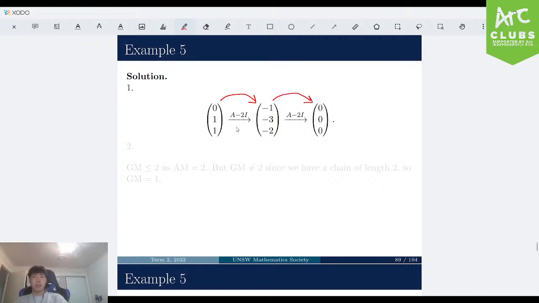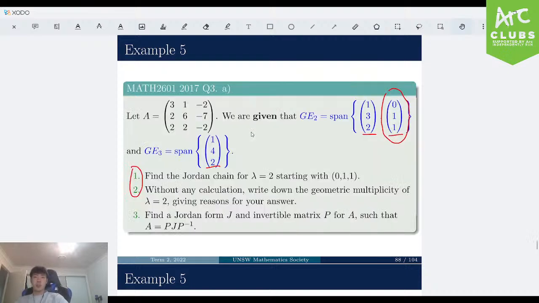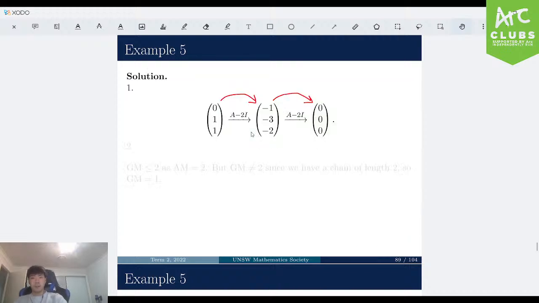So we know that eigenvalue 2 has a Jordan chain of length 2, and thus we'll have a Jordan block of size 2. Question 2 is, without any calculation, write down the GM for lambda equals 2, giving reasons. So we want to find out what the GM of eigenvalue 2 is.